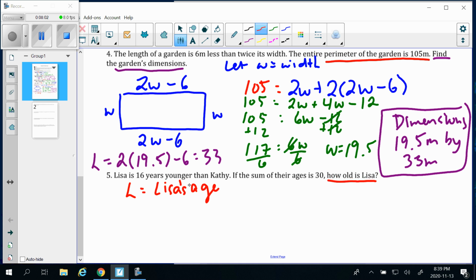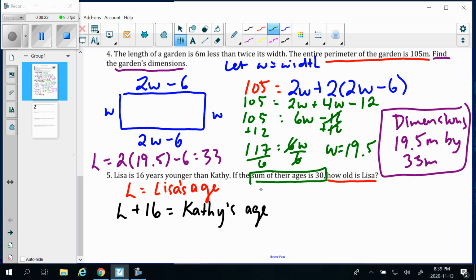So if Lisa is 16 years younger than Kathy, that means Kathy has to be older. So if you take Lisa and you add 16 years, then you're going to get Kathy's age. And then the sum of their ages is 30. So we're going to use this clue to set up our equation. The key word here is "is." The moment you see "is," you're like, that's my key to setting up the equal sign. So I'm going to add Lisa's age, L, to Kathy's age, L plus 16. And that should come out to 30.